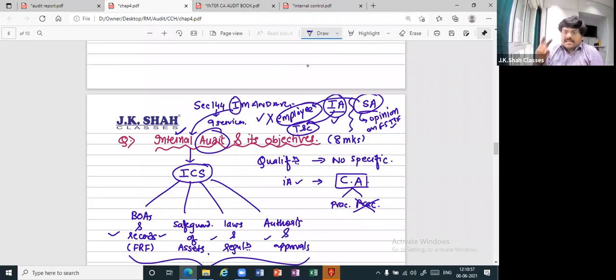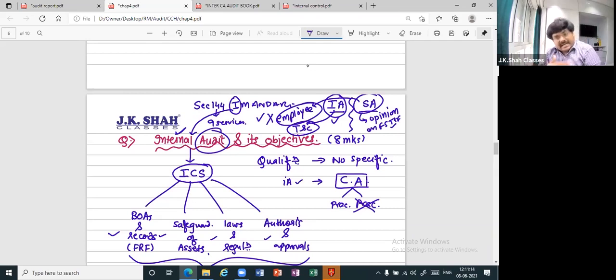So basically there are two options. One, ultimately I'm the management, you are the internal auditor. I give you an offer, come and join us. You take a monthly salary from us, you become our employee, you come on our payroll, finished. Every month I will give you salary.